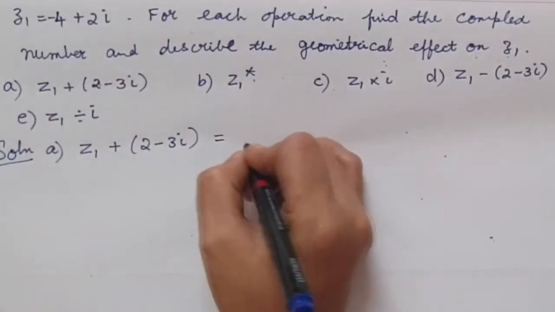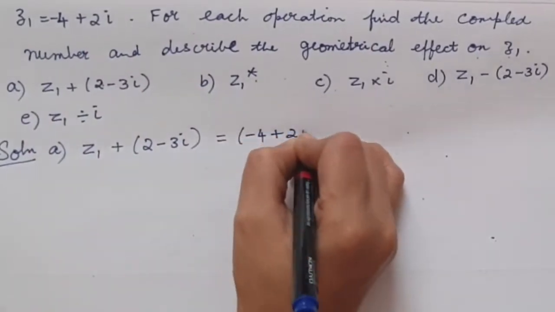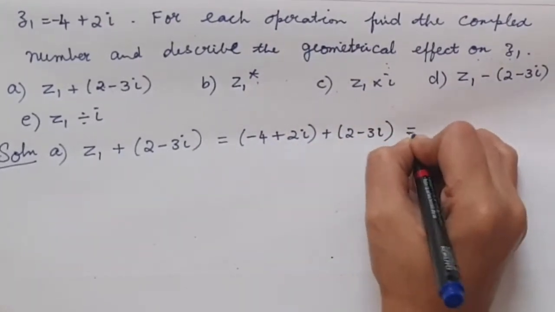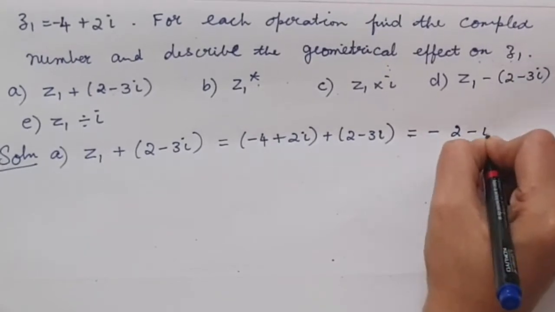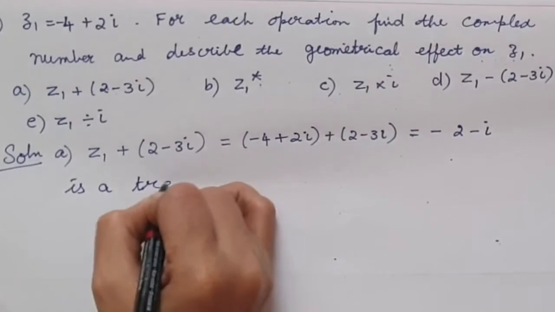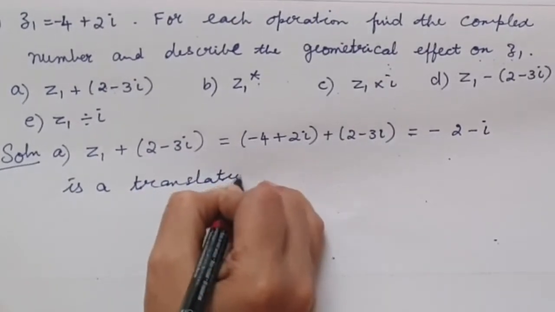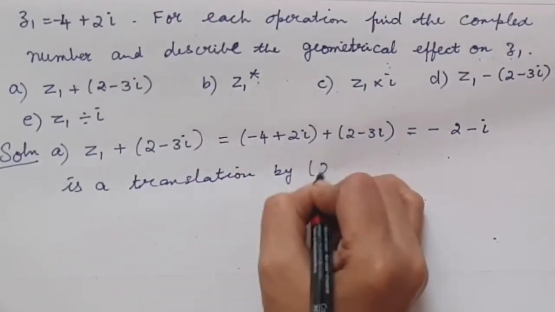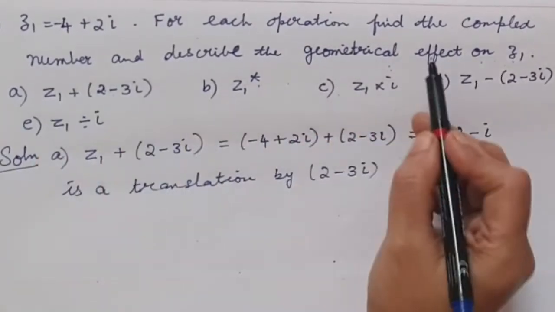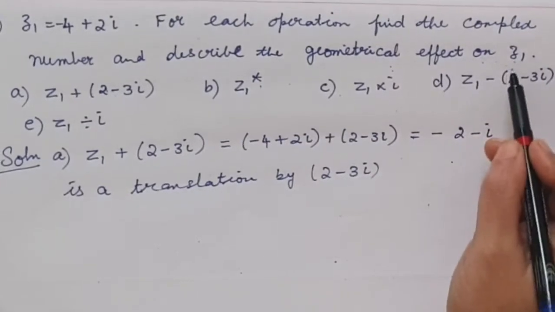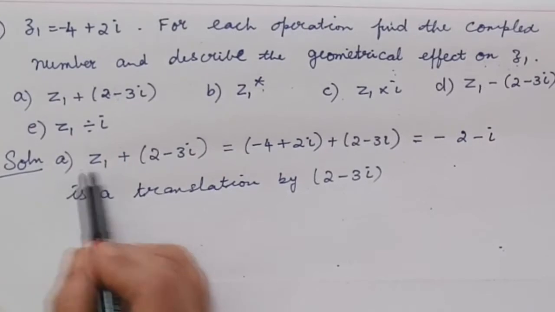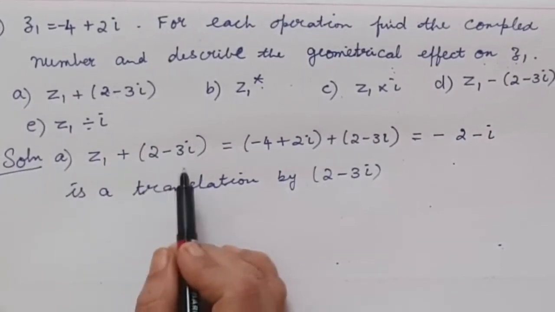Our z1 is given as minus 4 plus 2i, plus 2 minus 3i. When we simplify this, we get minus 2 minus i. This is nothing but a translation by 2 minus 3i. This is the effect, describing the geometrical effect on z1. So translation is the geometrical effect on z1 by adding 2 minus 3i.